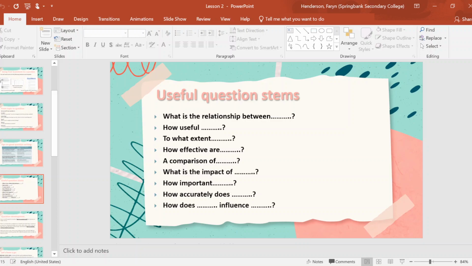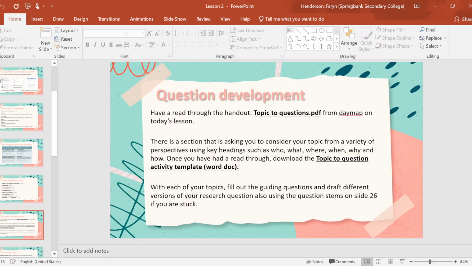So this is all really, really useful when you're starting to think about questions. When we're talking about question development, this is where I want you to look at the handout. So the topic to question PDF, which is on DayMap, and then the activity template. What I would like you to do is get those out for me.